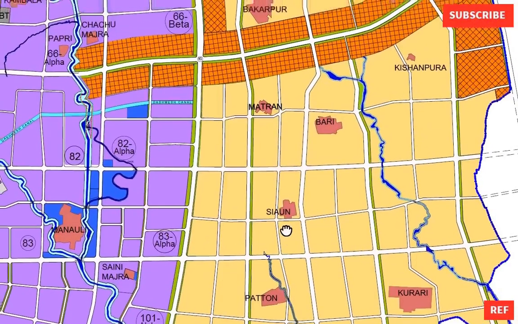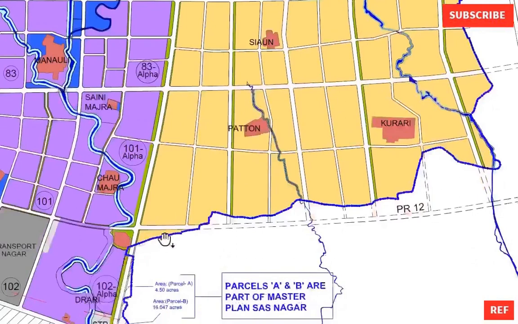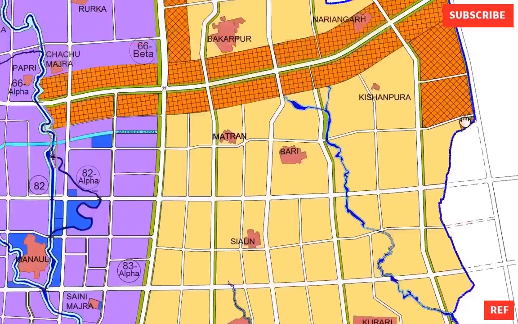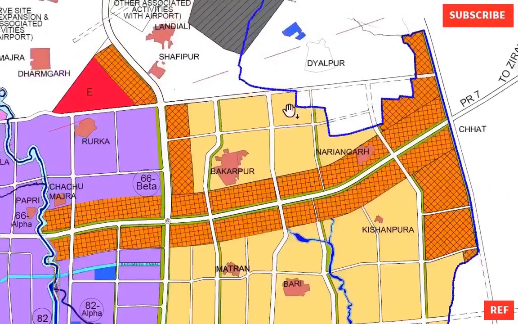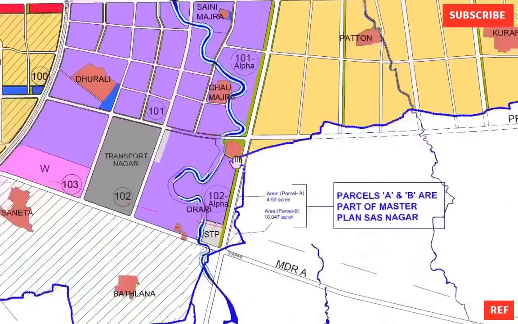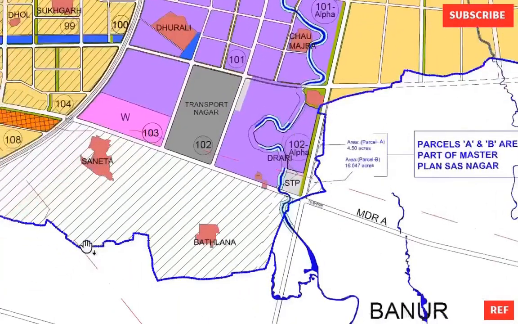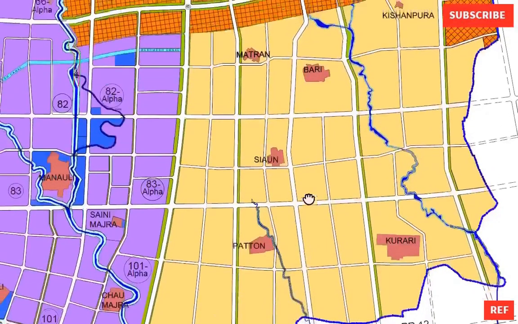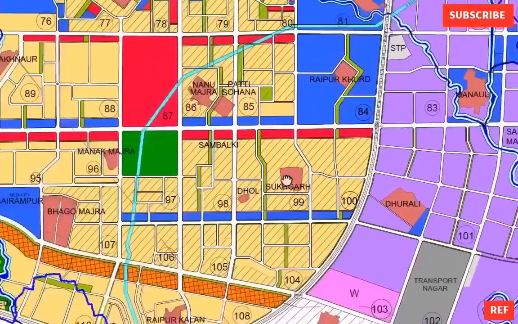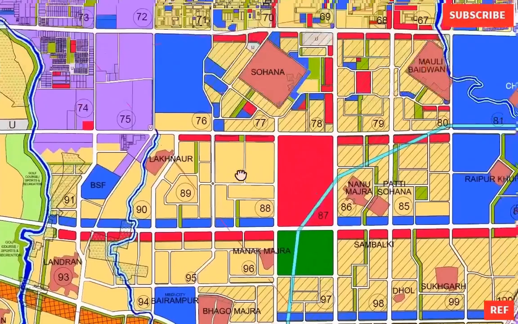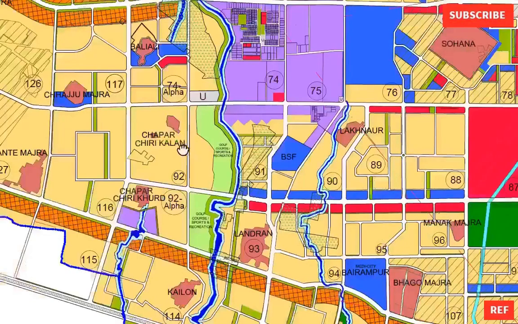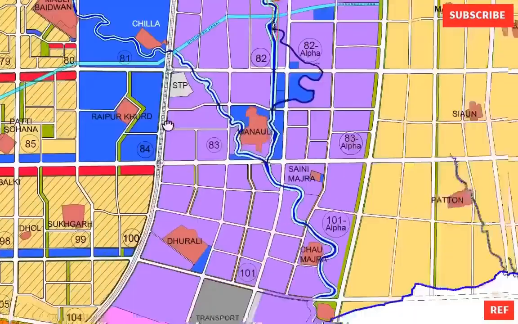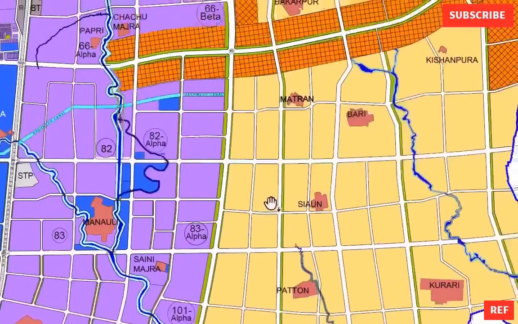In the master plan, we are seeing this blue colored line, like this one. This blue colored line represents the boundary of Mohali City. Here we are seeing a lot of area in peach color, like this one. So all this area which is seen in peach color represents the residential area. So we can see a lot of residential area in the master plan.